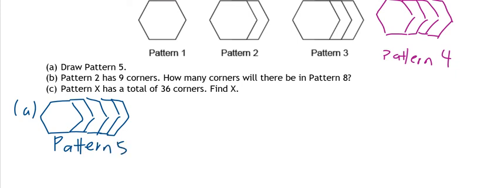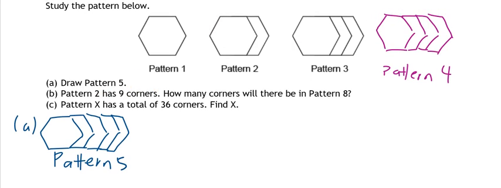Let's have a look at part B. Pattern 2 has 9 corners. How many corners will there be in pattern number 8? Let's figure out what is meant by the corner inside the diagram. Let's look at pattern number 2. The corner here means that you are looking at the edges of the pattern. Let's check: 1, 2, 3, 4, 5, 6, 7, 8, 9. So pattern number 2 has 9 corners.